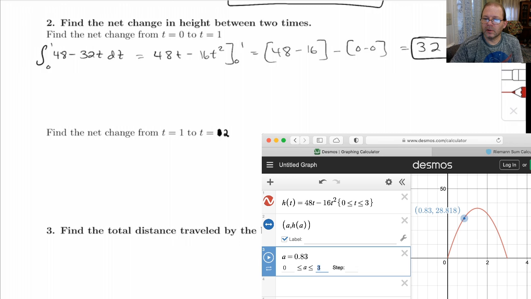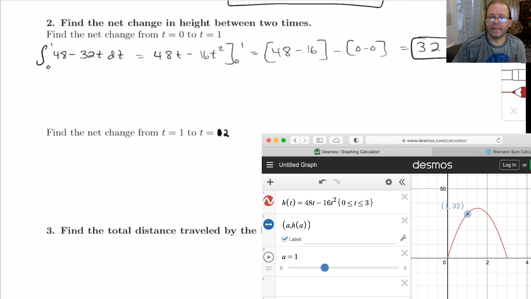I'm going to change this step so that it's easier to deal with. All right. Now this next thing, find the net change from t equals 1 to t equals 2.